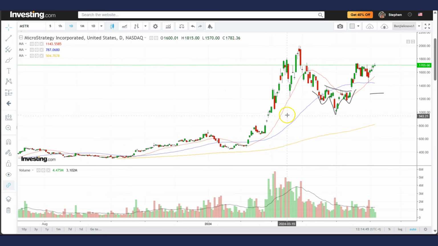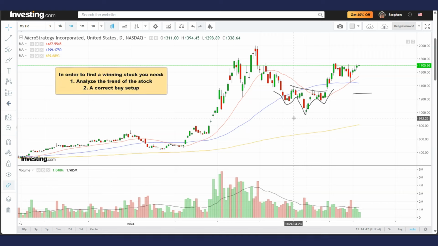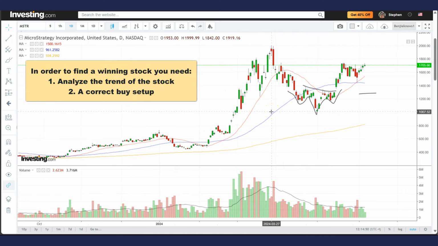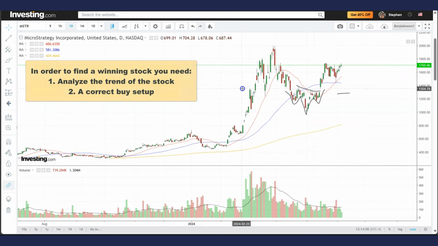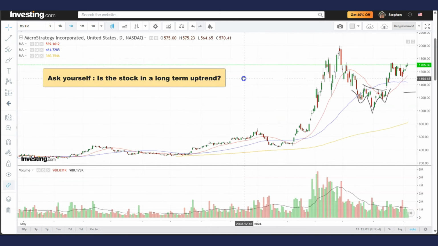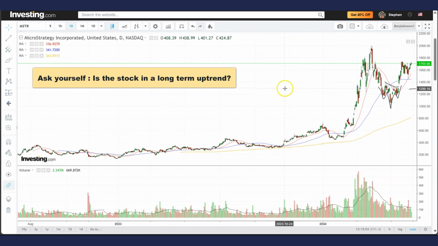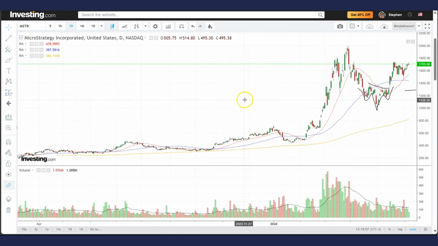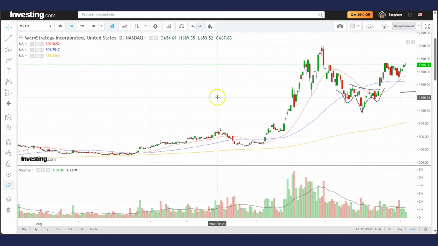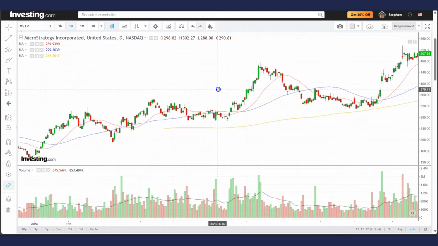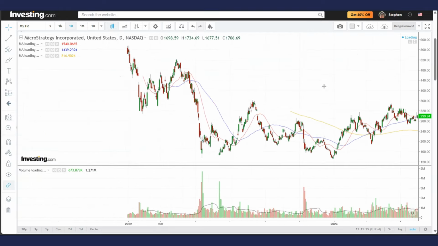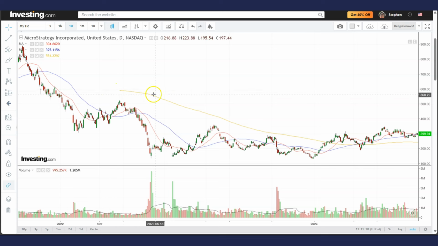So first things first, in order to buy a stock, you need to have a few things. First, we need to look at the trend, and then we need to look at a buy setup or pattern. So is this stock in a long-term uptrend? One of the ways to determine whether the stock is in your favor is to look at the long-term trend. And what I teach my viewers is to use the rising 200 MA. So you can go back all the way here, and you can see that this yellow line here is the 200 MA.